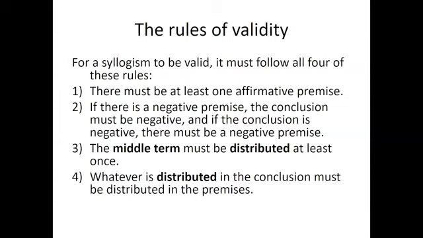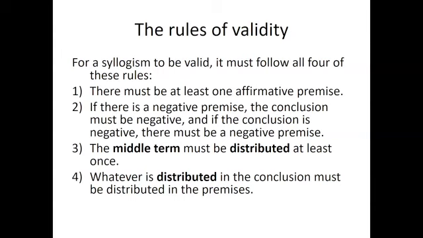Okay, so the rules are as follows. For a syllogism to be valid, it must follow all 4 of them. 1. There must be at least one affirmative premise. Recall from the unit before last that there were 4 types of categorical propositions. And from the previous unit, we learned that all the premises and the conclusion of a syllogism are categorical propositions.